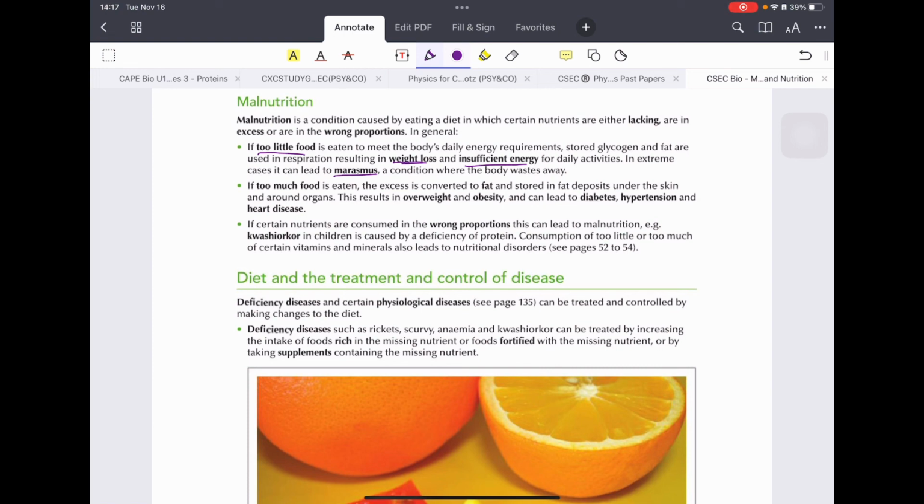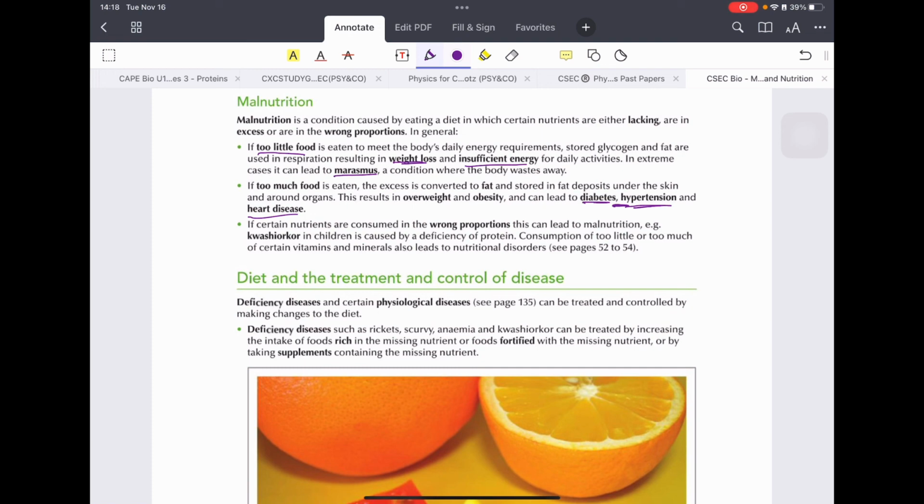So diabetes, very, very prominent. Maybe 1 in every 4 people, or 1 in every 5 people, have diabetes in the Caribbean. Hypertension, even worse. 1 in every 3 or 1 in every 4 adults have hypertension in the Caribbean. And finally, heart disease, which is a product of hypertension and fat deposits. Heart disease.